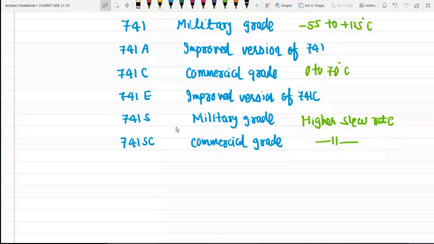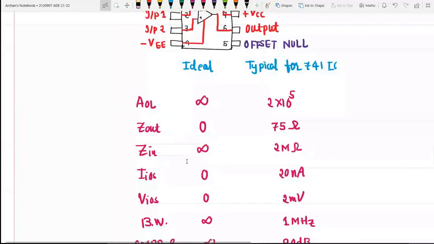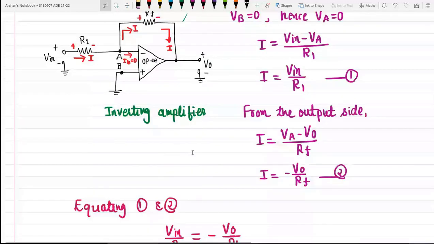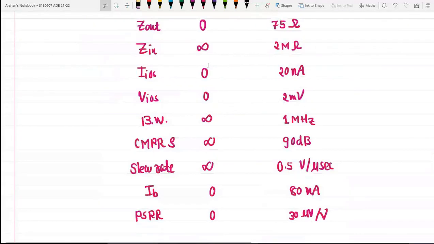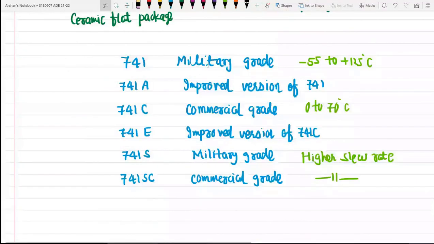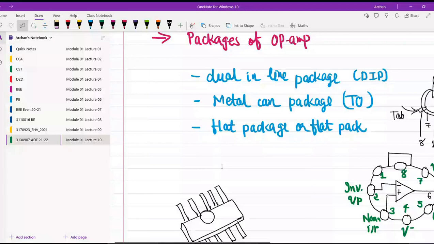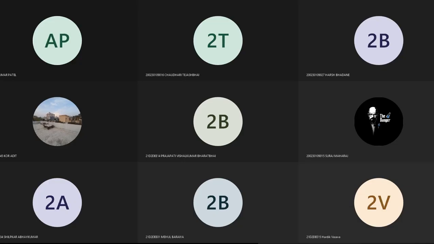Today we have seen some realistic simplifying assumptions which are to be made for analysis of IC 741 circuits, and we have seen one typical application as an inverting amplifier. From the next lecture we will continue with these typical applications. First we will start with the linear applications of operational amplifier, and then we will move on to the non-linear applications of operational amplifier. So we will stop here. Okay, so here comes the end of the first module.